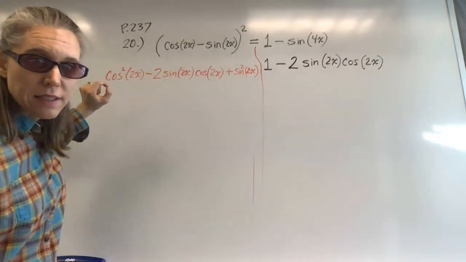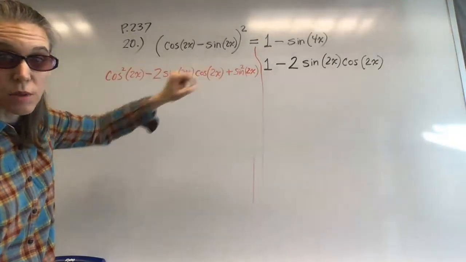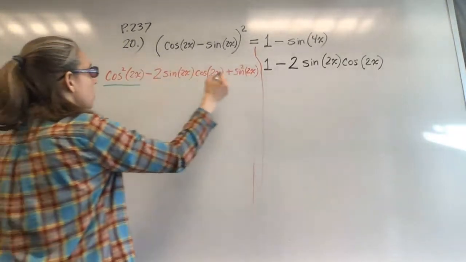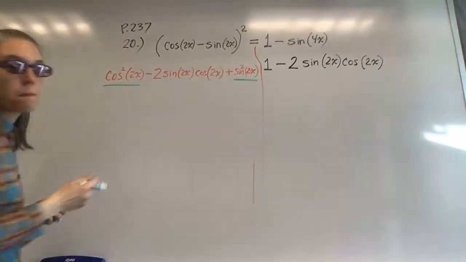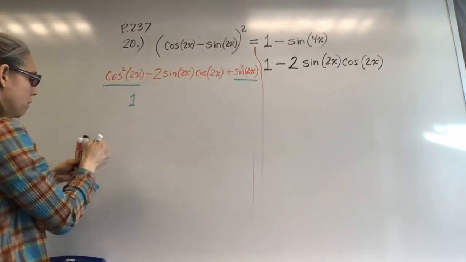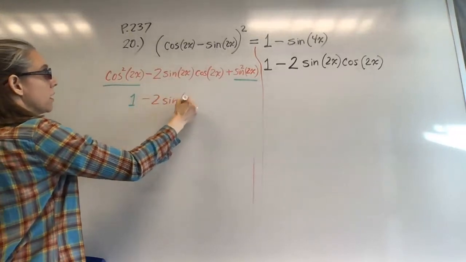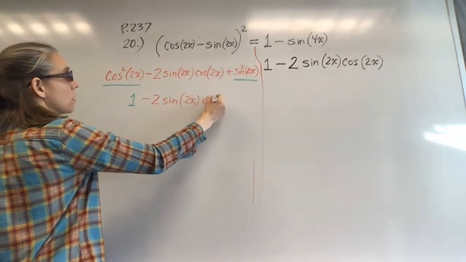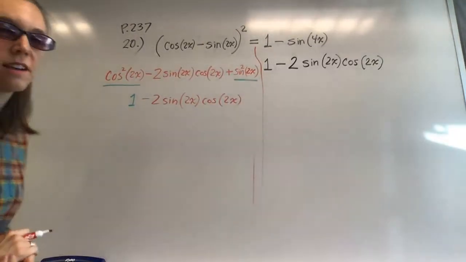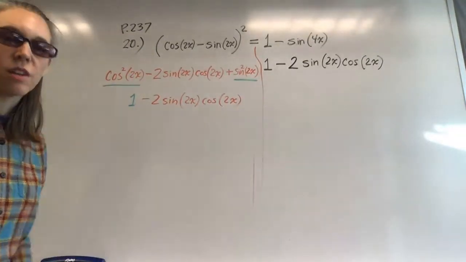Okay, so what I see here is I have a cosine squared and a sine squared together. And so I can replace cosine squared plus sine squared with 1. So now I have 1 minus 2 sine 2x cosine 2x, which, hey, look at that! My left-hand side now equals my right-hand side. So I'm done with number 20.